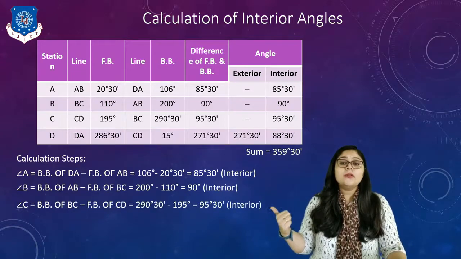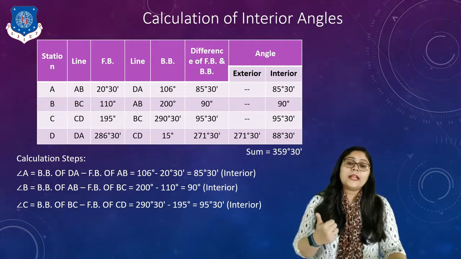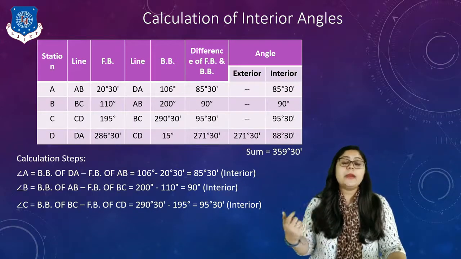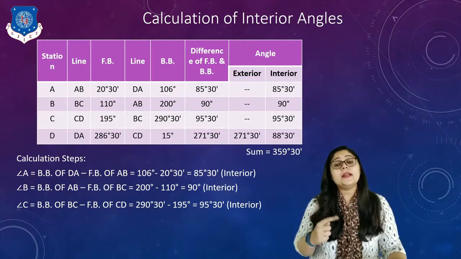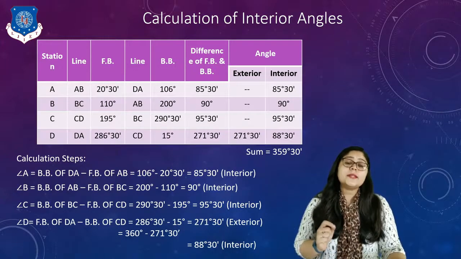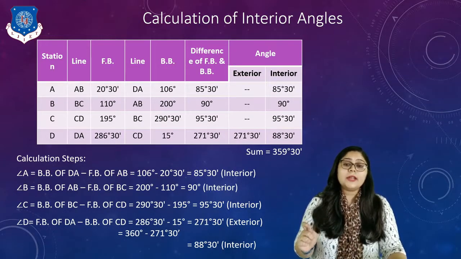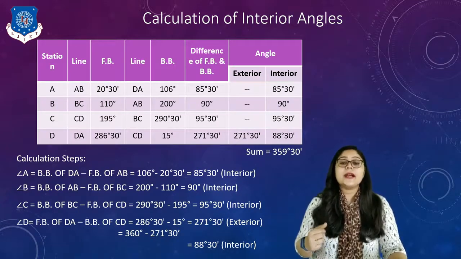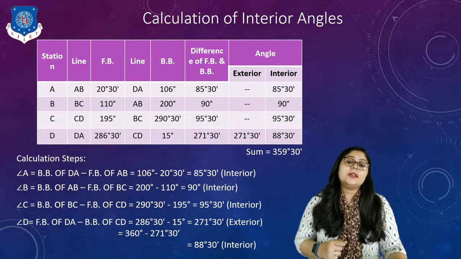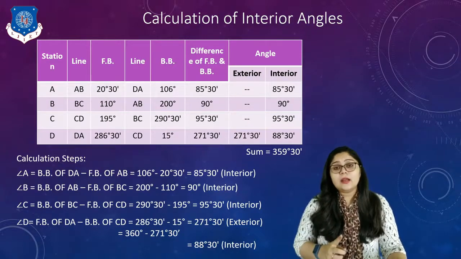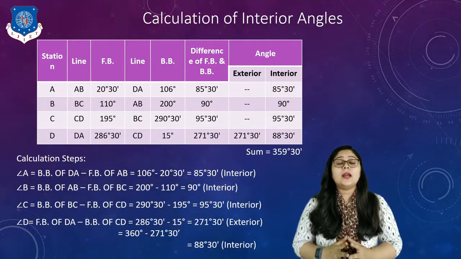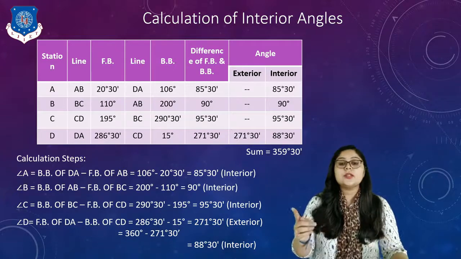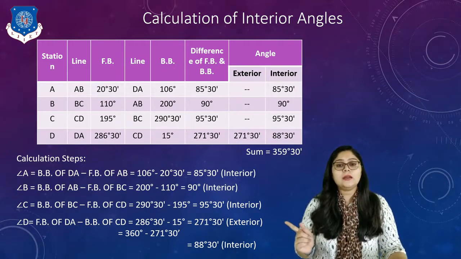And then angle C, which is the answer of 95 degree and 30 minute, by subtracting the fore bearing of CD from the back bearing of BC, right? Again, it is an interior angle. But for D, it is different. While I am simply deducting back bearing of CD from the fore bearing of DA, I will get the answer as 271 degree 30 minute. It is the exterior angle. Now, whenever we get the exterior angle, we have to simply subtract it from 360 degree to get the interior angle. So, this is 88 degree 30 minute, the interior angle.